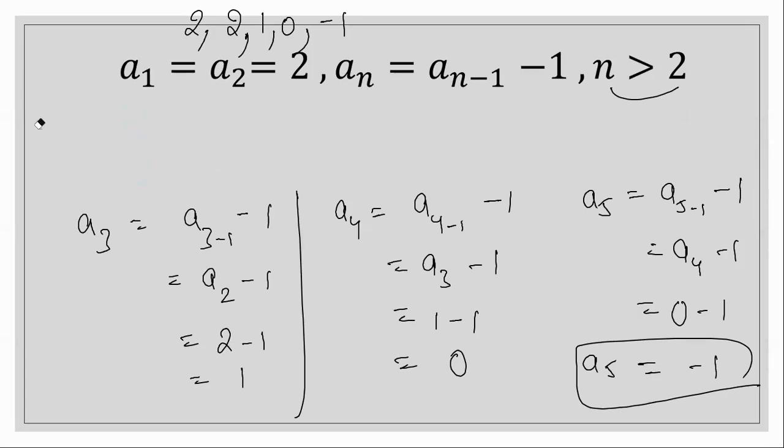Now, whenever we have to find out the series, we just add all the values. So 2 plus 2 is 4, 4 plus 1 is 5, 5 plus 0 is 5, 5 minus 1 is 4. So the sum of the series is equal to 4. And this is the sequence that you have, right? So yes, thank you everyone. Thank you so much.